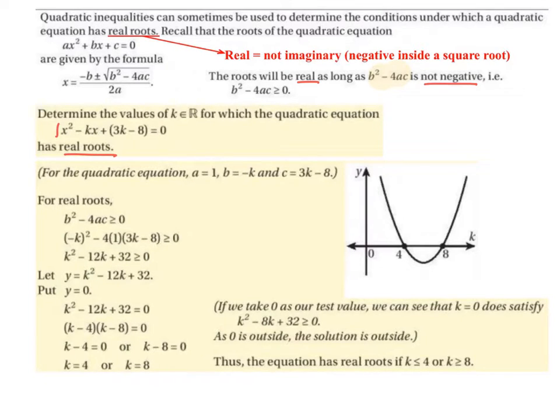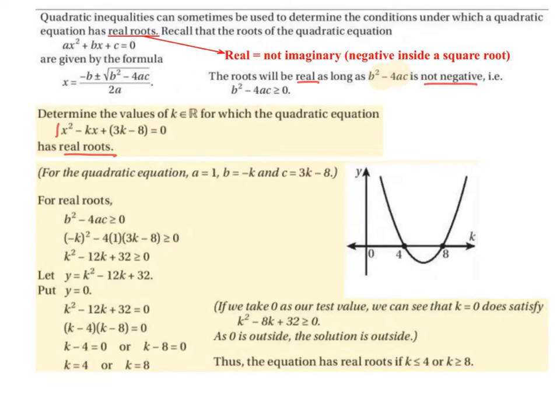So now we have a quadratic in terms of k: k squared minus 12k plus 32 is greater or equal to 0. We're going to let y equal k squared minus 12k plus 32, and we're going to let y then be 0. So k squared minus 12k plus 32 is equal to 0. We're going to factorize. So we get k minus 4 times k minus 8. So k minus 4 is equal to 0, so k is 4. And k minus 8 is equal to 0, so k is 8.